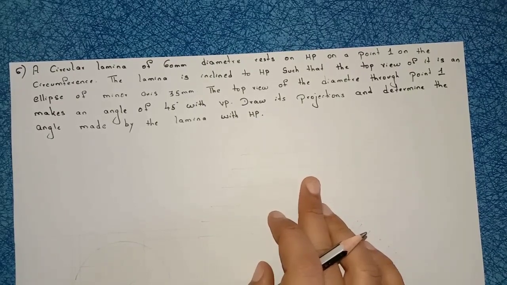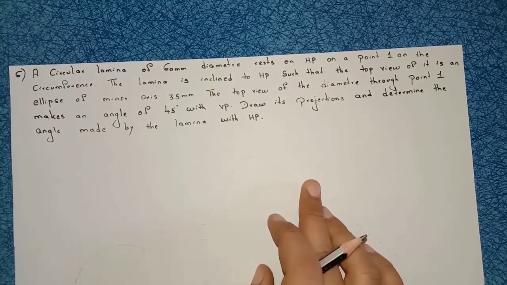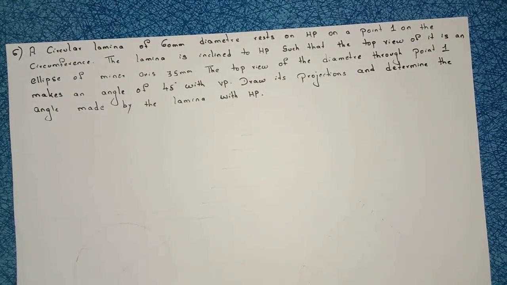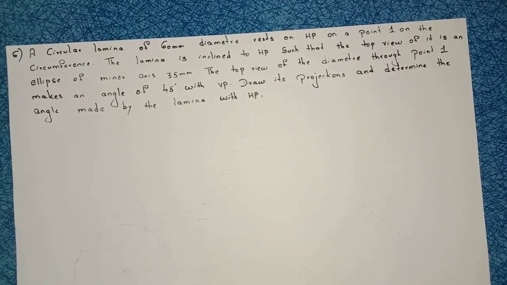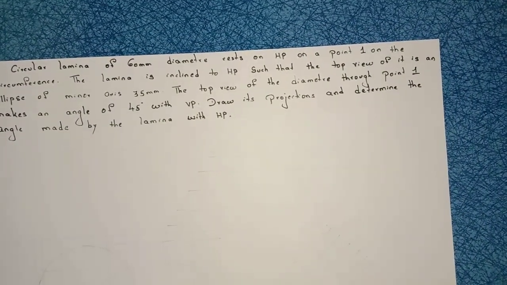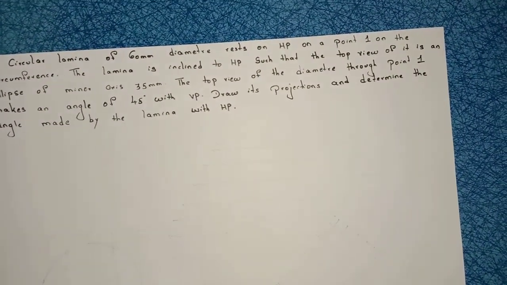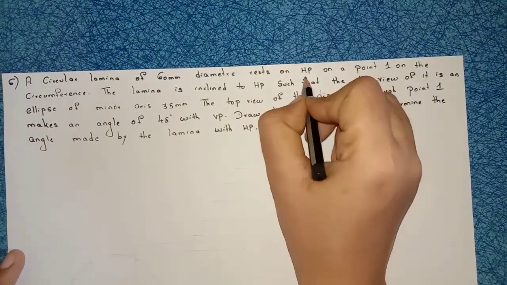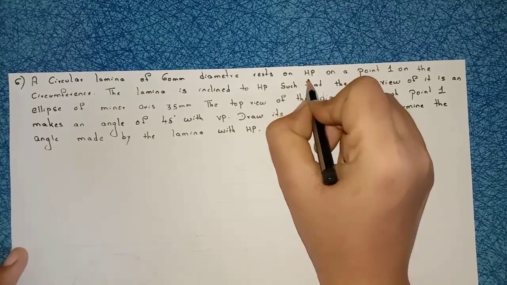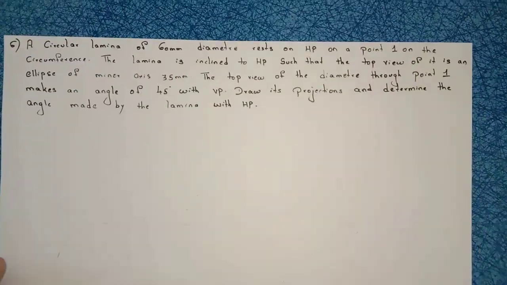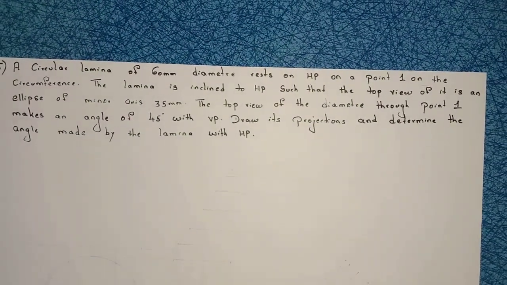This is the problem, right? Now, by seeing the question, we have to understand where we have to start the problem, right? So, in this question, clearly they mention that a circular lamina is resting on HP, right? So, you have to construct a circle on HP. Here they mentioned one more condition, that point 1 is on the circumference. So, let us see what this is.